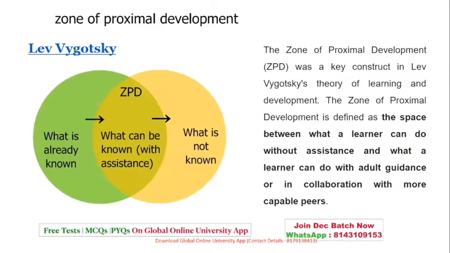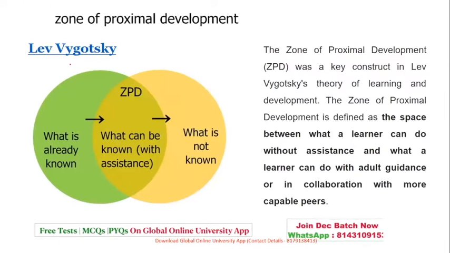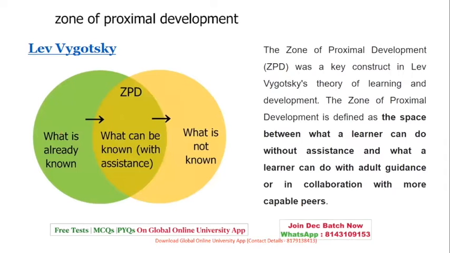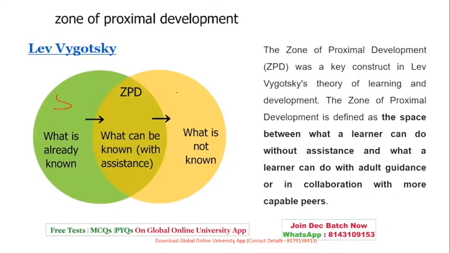Now there is a concept called the zone of proximal development. What is this? It was brought up by Lev Vygotsky. This is the student. Okay, this is the part.